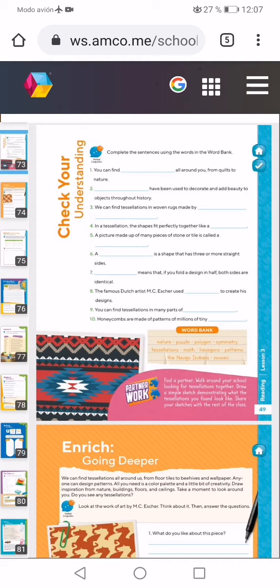Now, once we have finished, we should make a tessellation drawing. Make a tessellation drawing, take a picture of it, and send it to me.